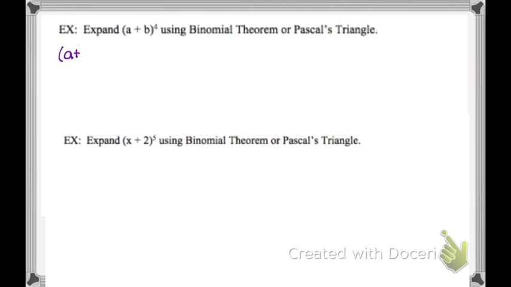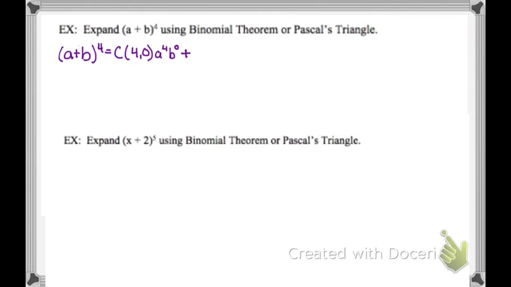And looking at the binomial theorem, I know that I need to start with n choose 0, but in this case, n is the power 4, so we'll be doing 4 choose 0. And remember, the a starts with the highest possible exponent, which is 4, and the b starts with the lowest, 0. So that's my first term.